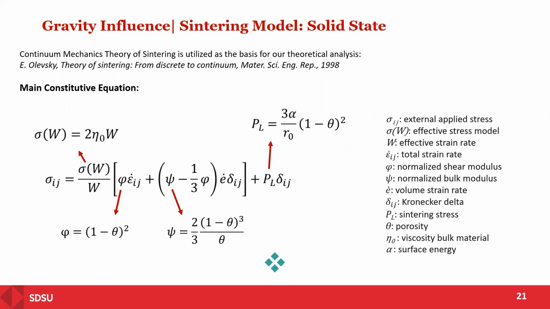What we have in the bracket represents the resistance of our material during sintering, the resistance to deformation, the shear, and the shrinkage. Because here we have this term that represents the normalized shear modulus, and this represents the normalized bulk modulus, where theta here represents the porosity of our material.